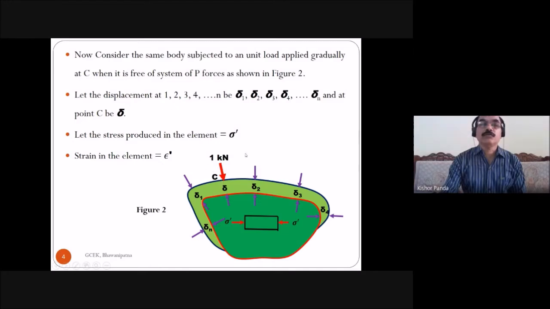So due to this unit force, what is the stress produced in the element? That you have to take as sigma dash. And what is the strain produced in the element? This is your epsilon dash. The strain produced in the element is epsilon dash, and the stress produced in the element is sigma dash. So this is the stress and this is the strain due to the unit force applied at the point C.